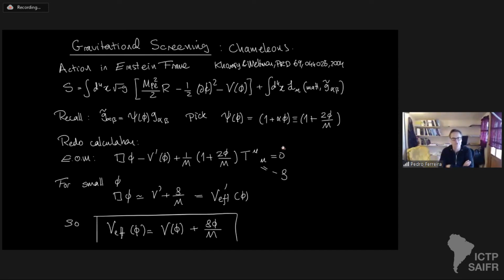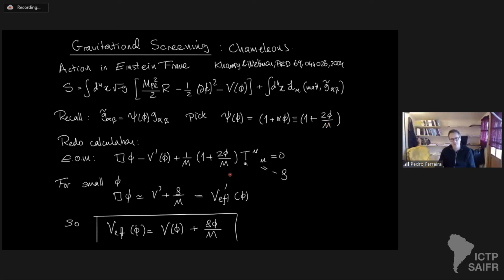Okay, so let's look at, again, the same type of action. This is a scalar field action in the Einstein frame. You have here the Einstein-Hilbert term, you have the kinetic energy, you have the potential, and then you have the non-minimal coupling to matter, okay? And again, just to remind you, this G tilde is some conformal term times G alpha beta. Let's look in the weak field regime, so 1 plus alpha phi here, and I'm just going to rewrite it as 2 phi over m, okay?